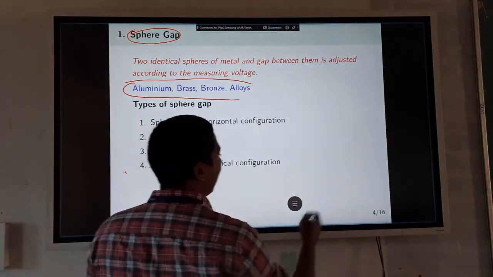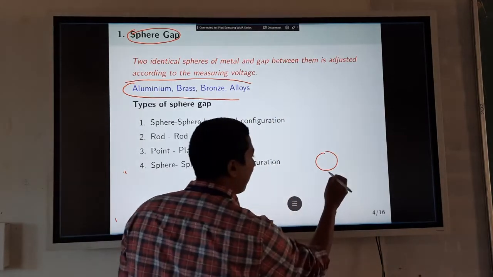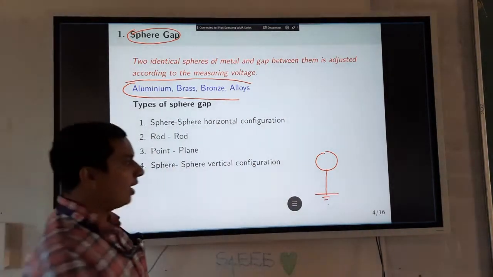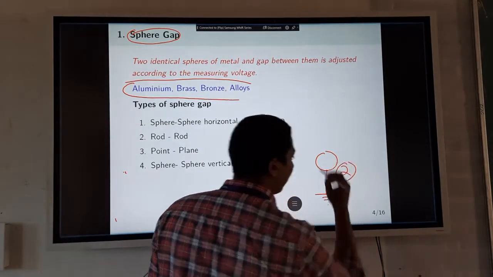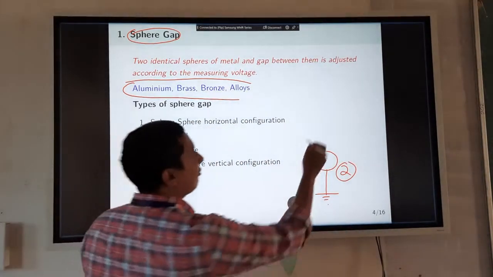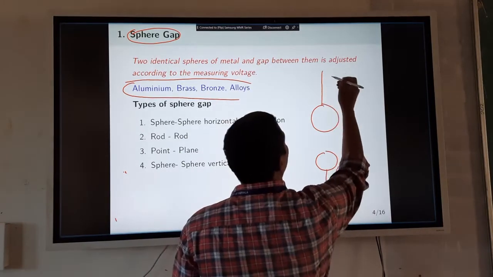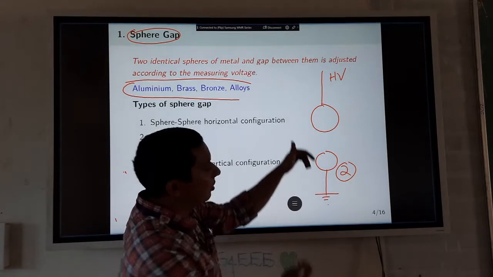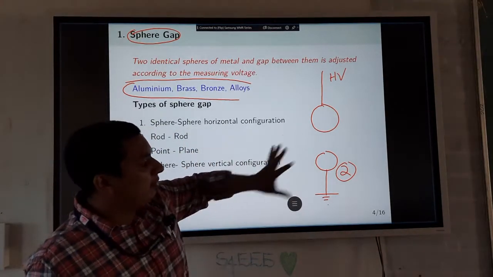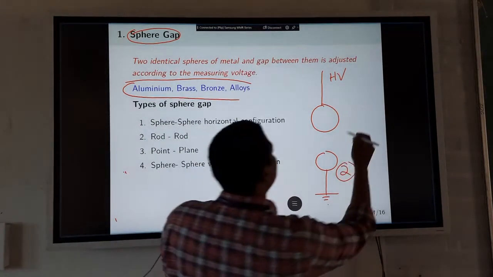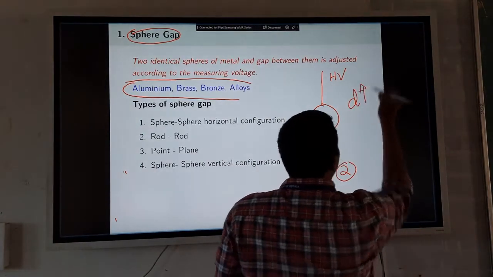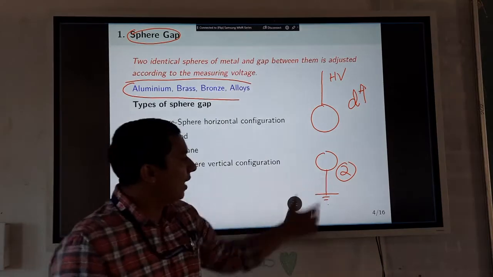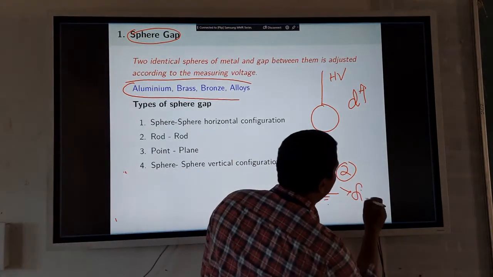You have two spheres. The first sphere I am going to connect to the ground. Let me call the other the second sphere, and that is where we are going to apply our high voltage. Both will be of the same diameter. First, we will keep the distance d very high, so that no breakdown is happening, and this one is already grounded, and the other will be fixed.